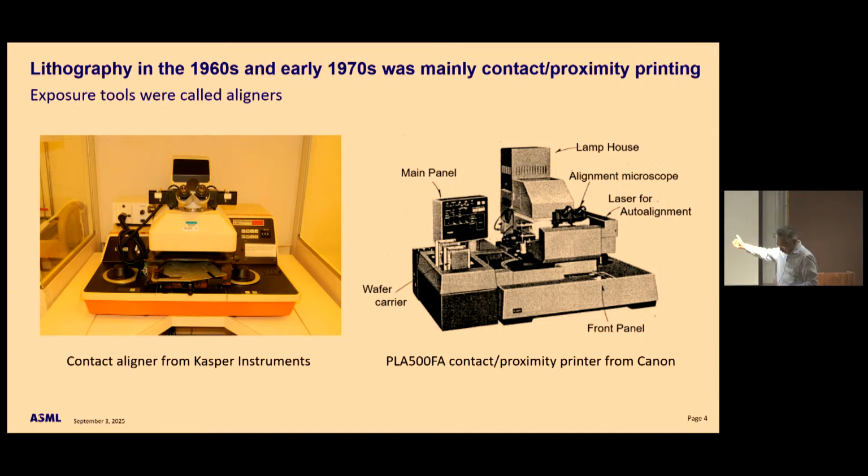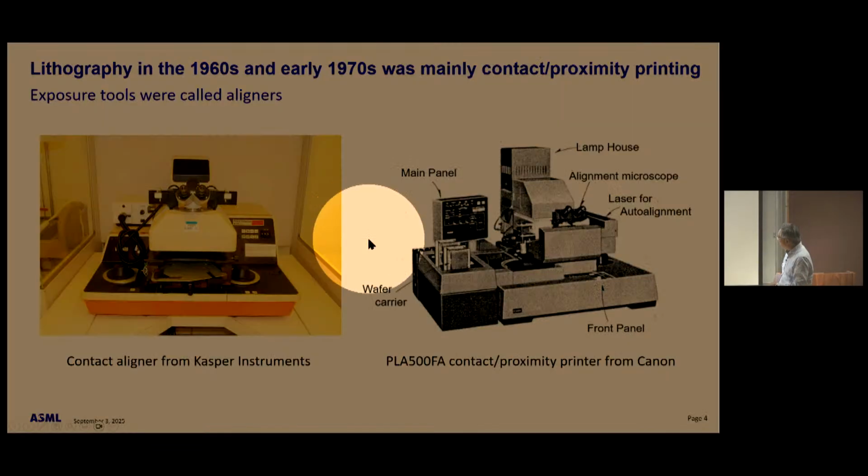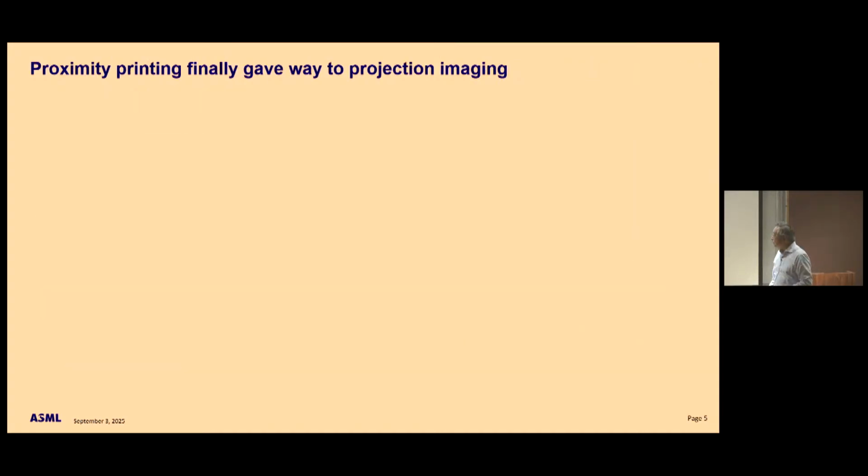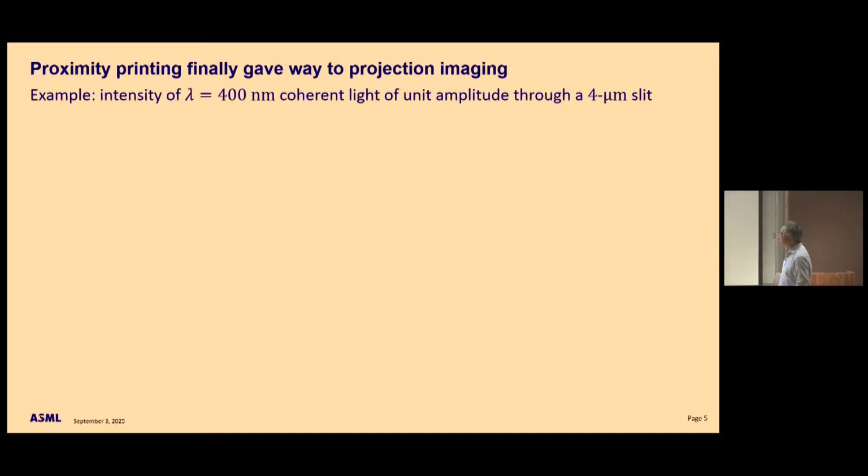Well, once proximity printing happens, Canon took over as the new king, right? This guy faded away, and then Canon made a much better machine for proximity printing. So this is the Canon machine, until proximity printing was superseded by projection imaging, okay? And this happened in the early 70s, okay? So let me first give an example. Why did we go for projection imaging?